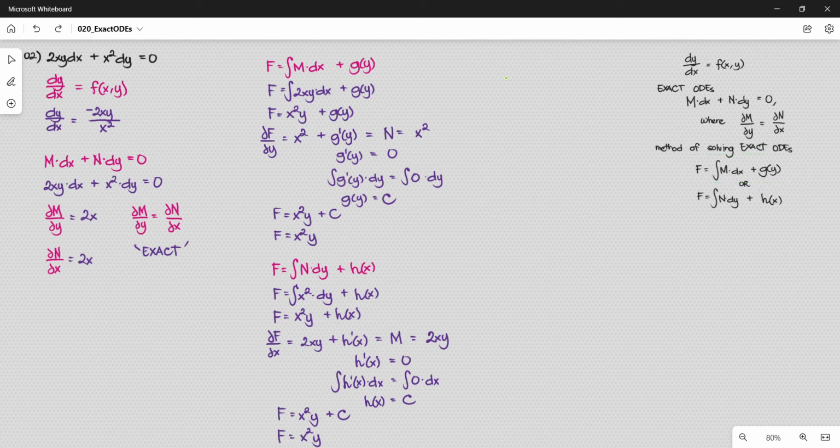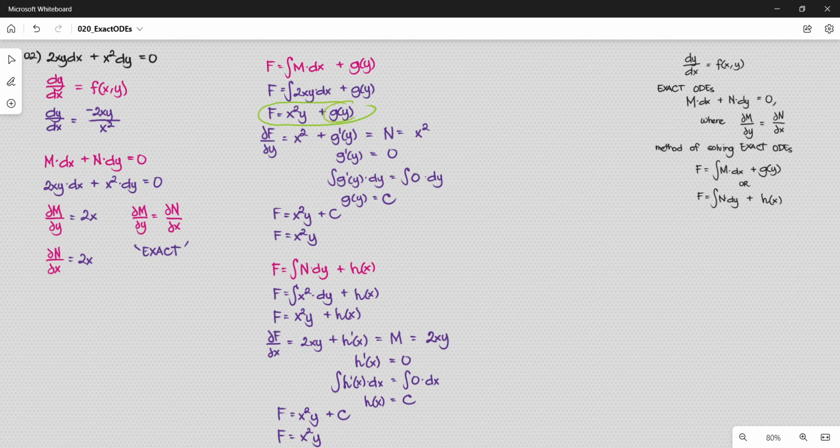Gawin natin pareho. Unahin natin yung sa taas. Ito. So, kunin natin yung integral ng M dx. Integral na ito. So, integrate natin to. Ang integral niyan is x squared y. Yan. So, nag-integrate lang tayo. So, sinundan lang talaga natin yung pattern na to. Tapos mag-i-integrate tayo. Ganun lang. So, nakuha na natin yung general solution.